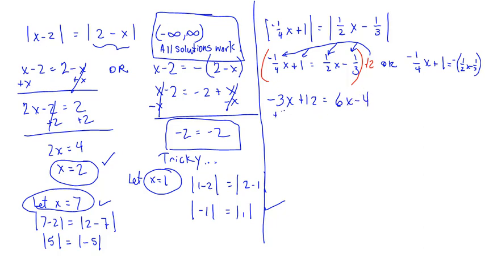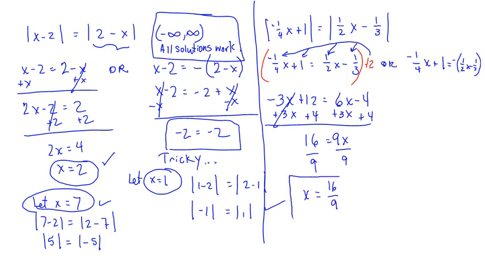I'll add 3x, add 3x, and then I'll have 9x equals, I'm going to add 4, I'll get 16 here. Divide both sides by 9, and I will get that x equals 16 over 9. I want to check that, make sure it works, but I do believe that it will. So you can just plug it into your calculator, make sure it equals the same thing on either side, or you can number crunch it by hand.